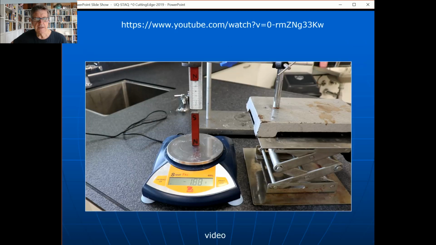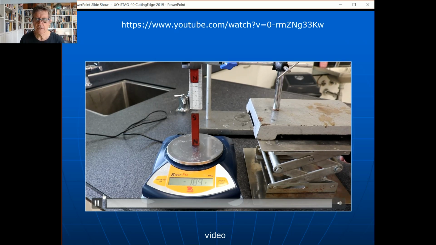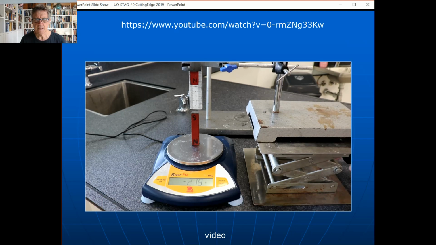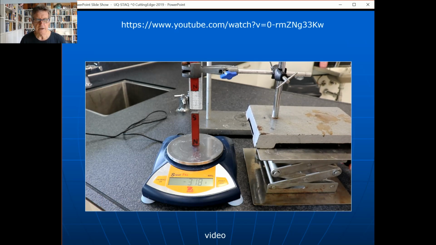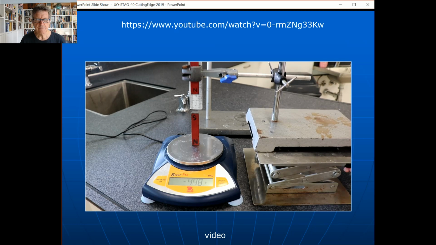Anyway, so here we go. This is a short video. I'll just show you what happens. So the student will wind the lab jack down, and you can see it's getting closer, and the reading on the balance is getting greater, so it's up to 3, 4, 5 and so on.